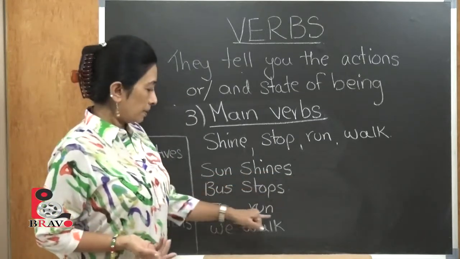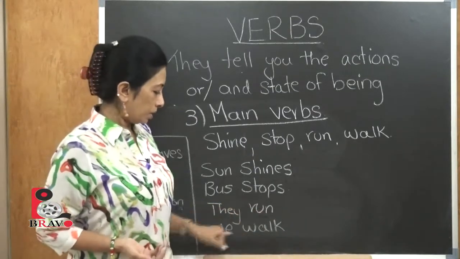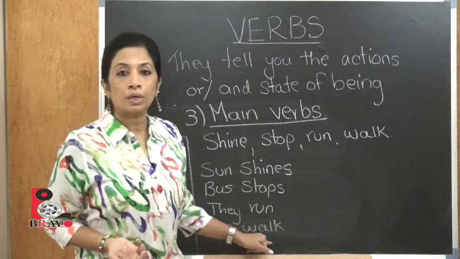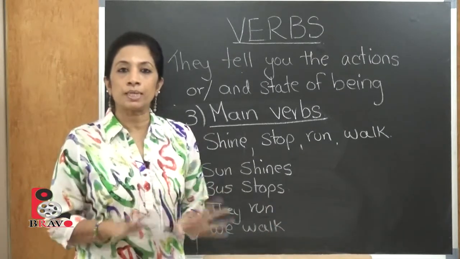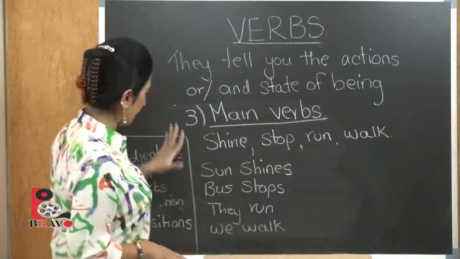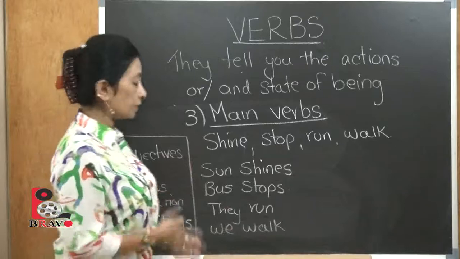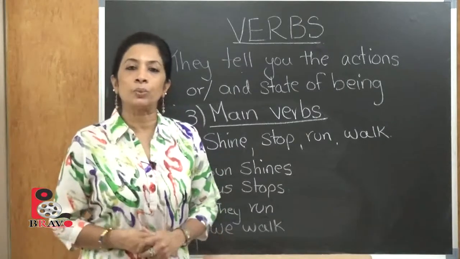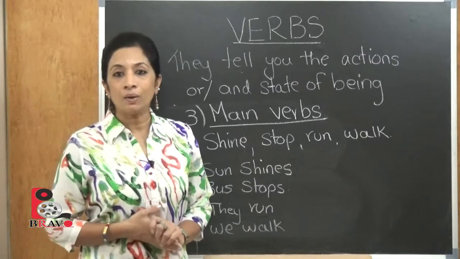Sun. Stop, what is stopping? The bus. Run, who is running? They run. Walk, who is walking? We walk. So it still makes sense, it's still a sentence which is understandable, but without any of these decoratives of adjectives, nouns, adverbs, conjunction, preposition, none of them added on to it. It still makes sense, and that is what is called the main verb.